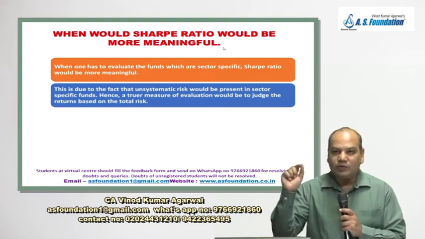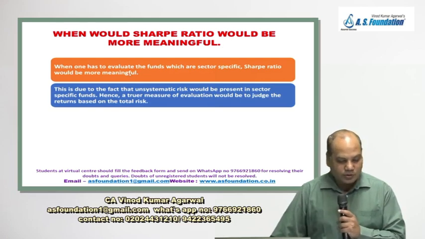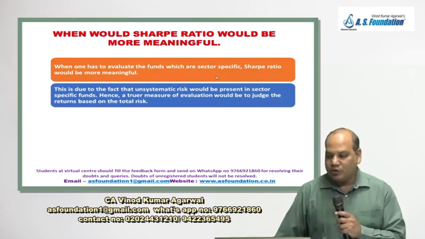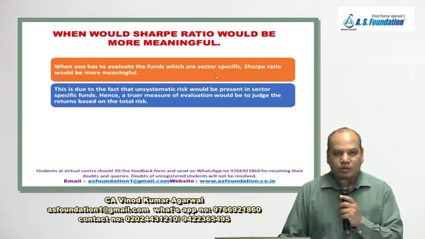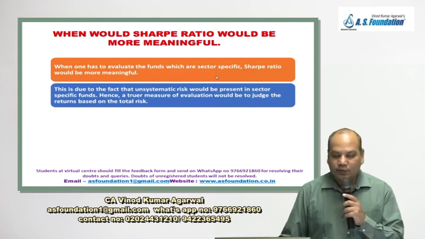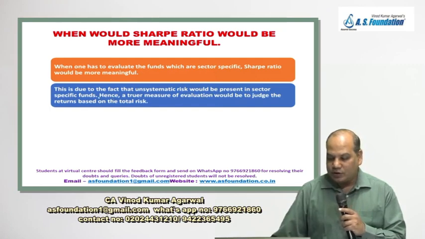But if you are looking at diversified funds, which ratio will be better? Treynor ratio. So that is also one question that you may get when one has to evaluate the funds which are sector specific, because here there is a concentration only on one sector, like banking sector fund, pharma fund. Sharpe ratio would be more meaningful. This is due to the fact that unsystematic risk would be present in sector specific fund.